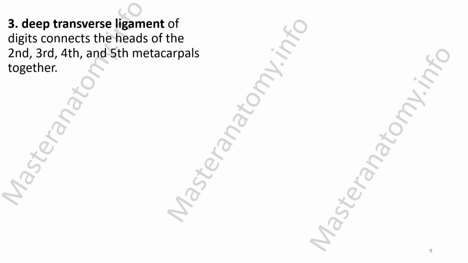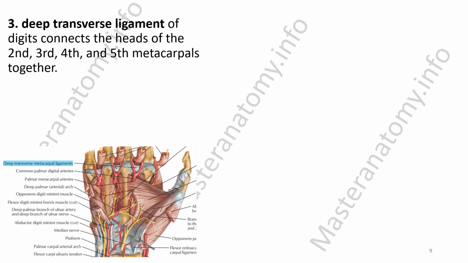So the third here is the deep transverse ligaments, which connect the ends of the second, third, fourth, and fifth metacarpals together. So illustrated here is the deep transverse ligament binding the ends of these metacarpals together.